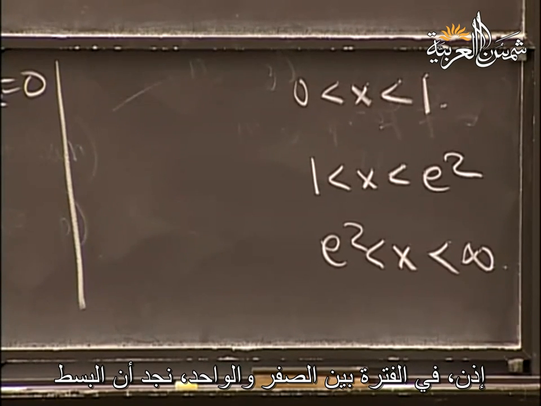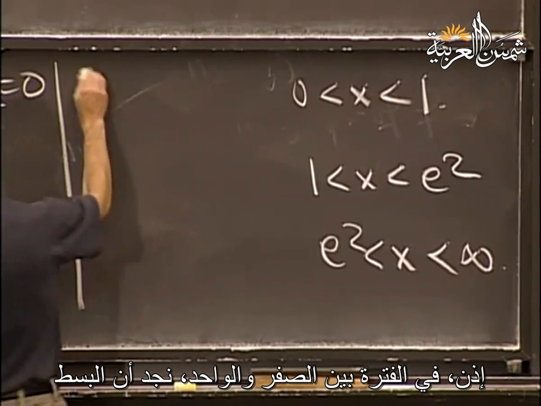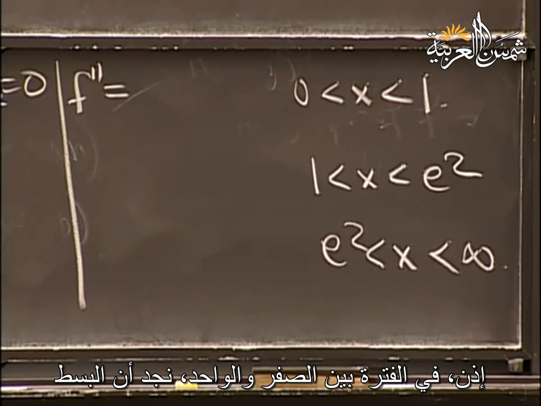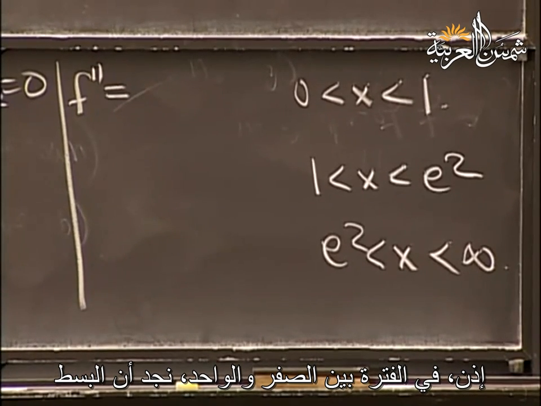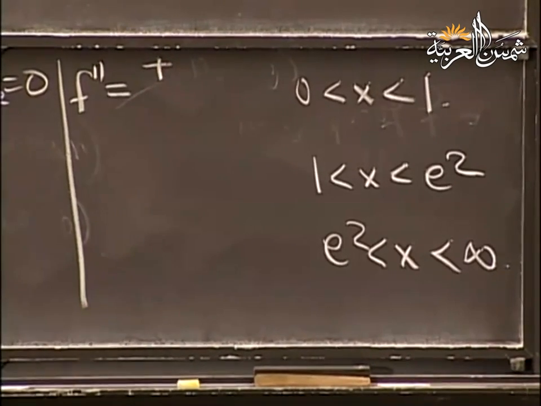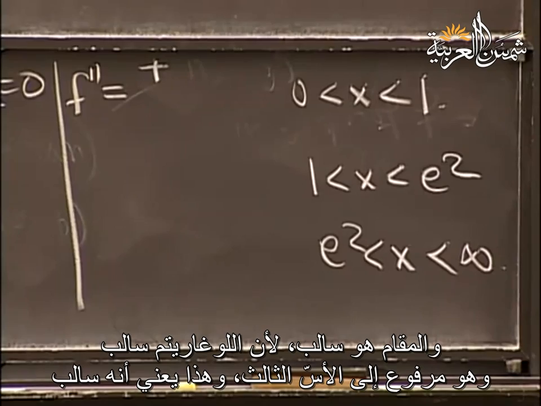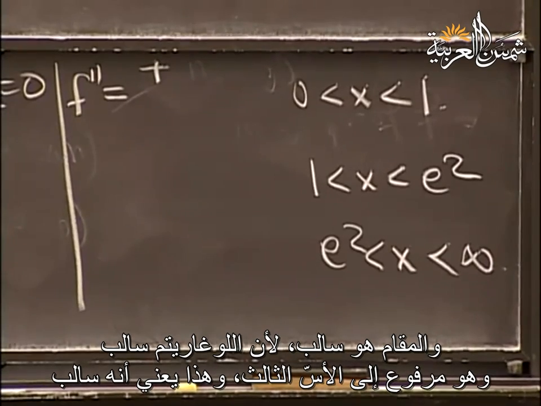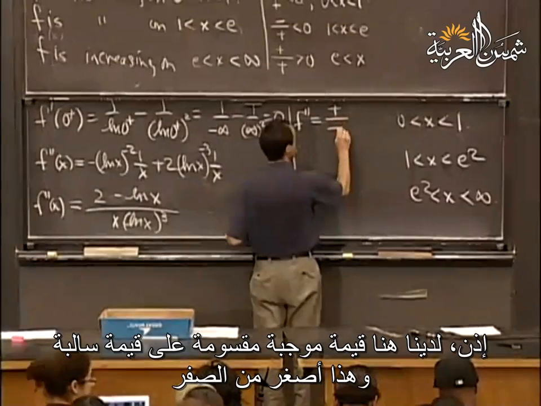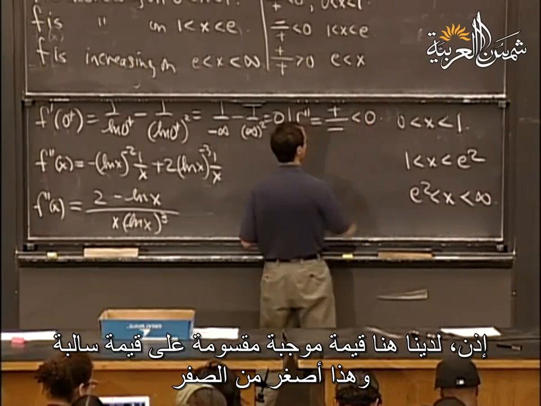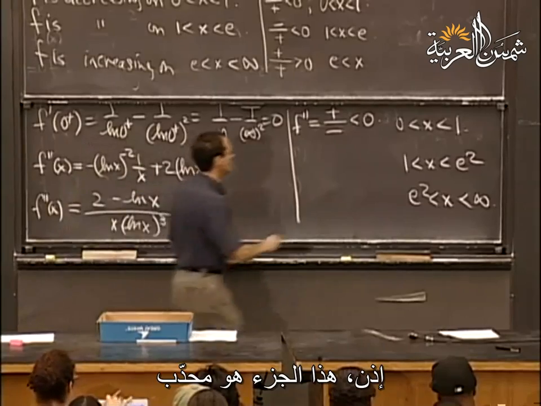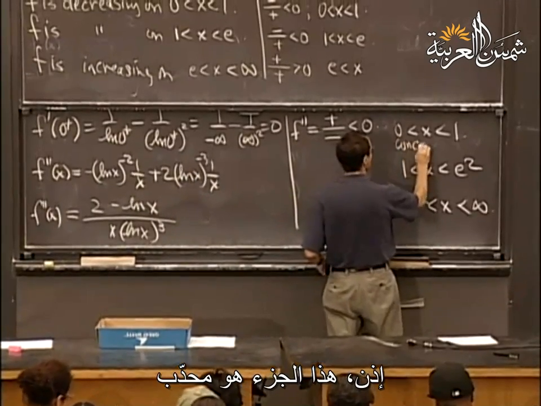So between 0 and 1, the numerator is, well, this is a negative number, and so minus the negative number is positive. So the numerator is positive. And the denominator is negative because the log is negative and it's taken to the third power, so this is a negative number. So it's positive divided by negative, which is less than 0. That means it's concave down. All right? So this is a concave down part.